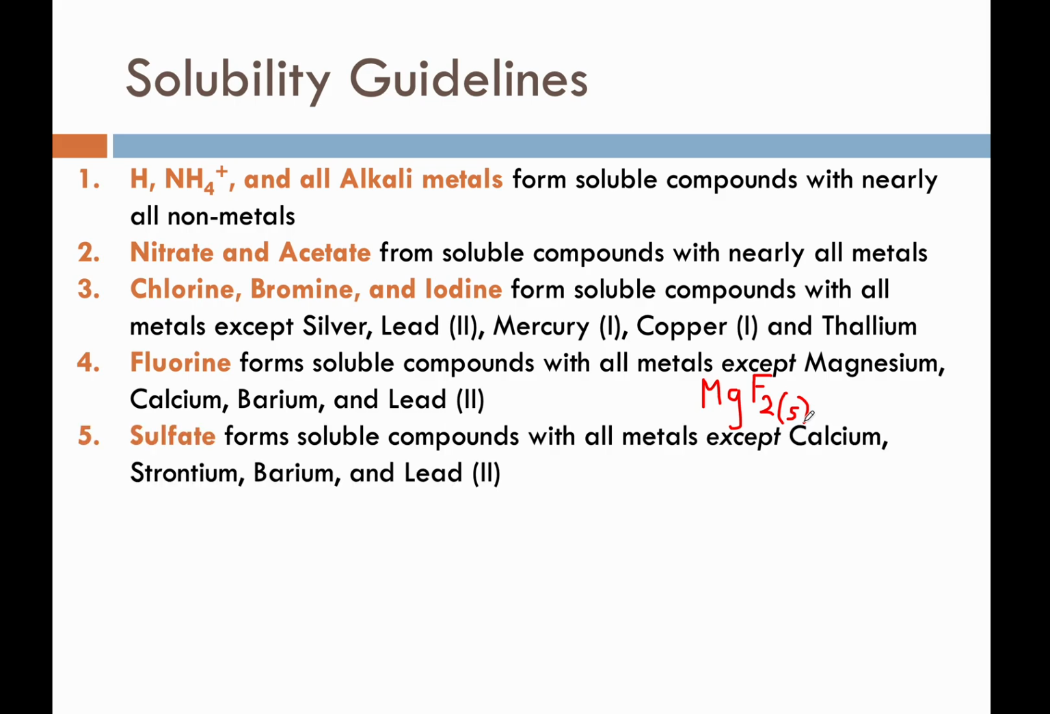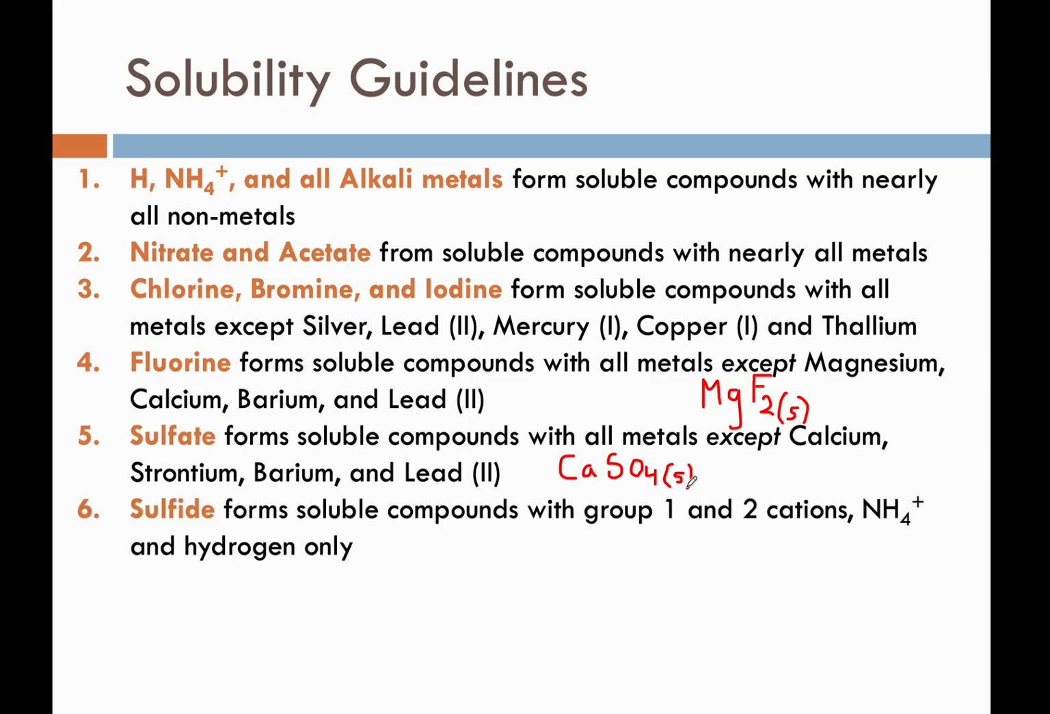Sulfate forms soluble compounds, again, with everybody except for calcium, strontium, barium, and lead 2. So let's say you've got calcium bonded to a sulfate. Sulfate is SO4, charge of -2. Calcium is a charge of +2, so that's a 1-to-1 ratio. That will actually be a precipitate, so that would be solid. But sulfate bonded to any other metal would be aqueous, that would be soluble.